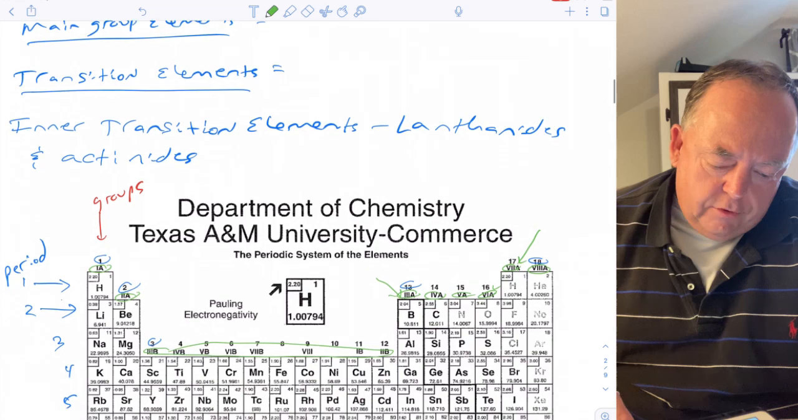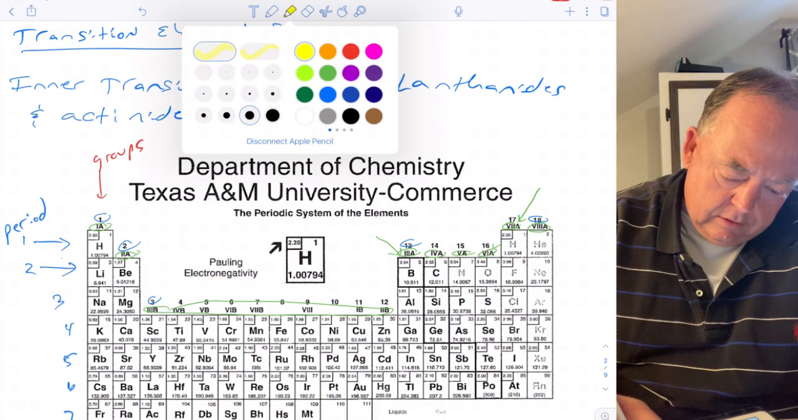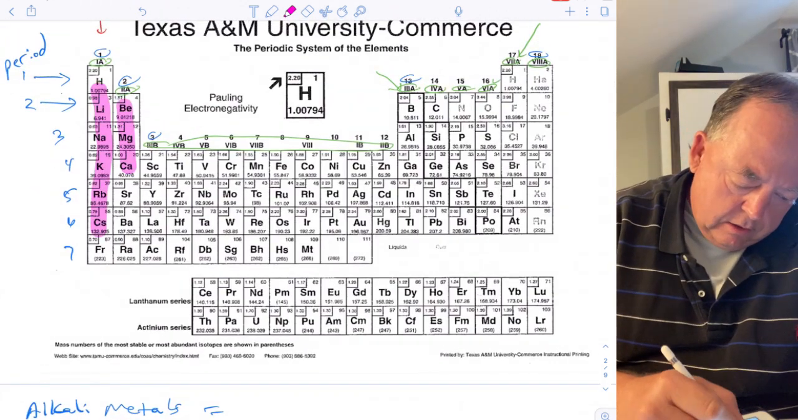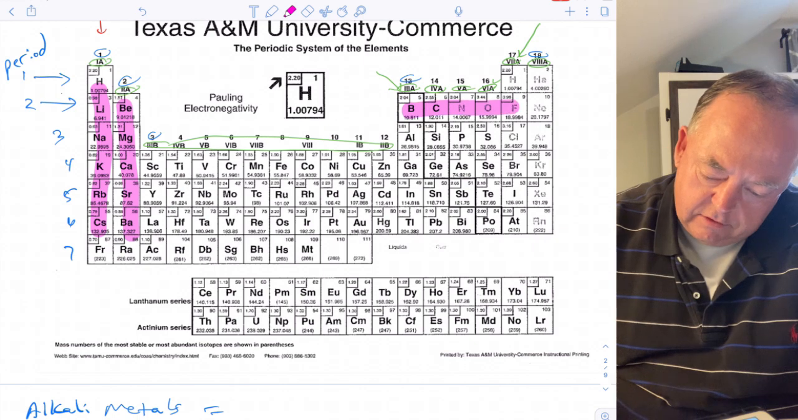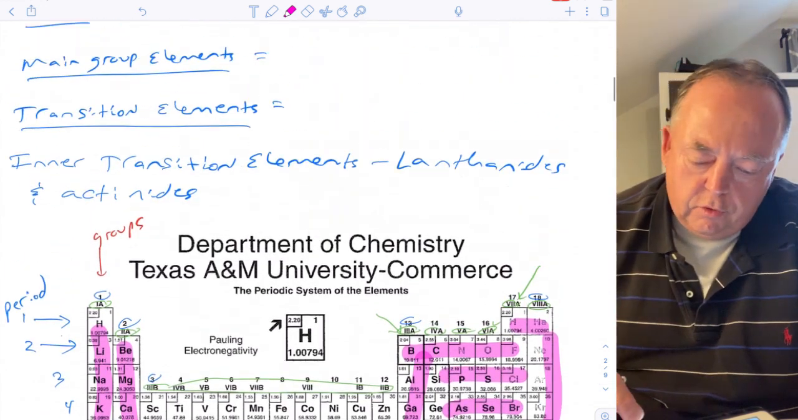Okay, so main group elements. Main group elements would be these 1A, 2A, and then all of these. So those are the main group elements.